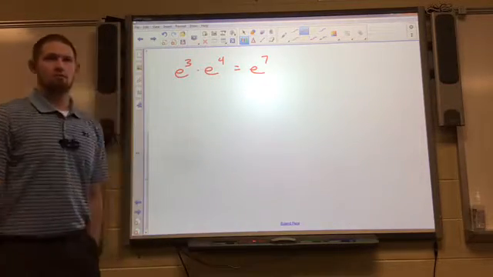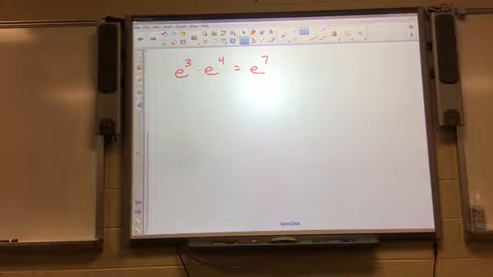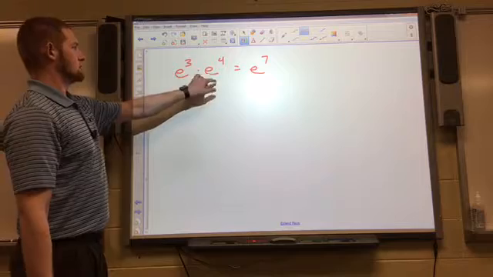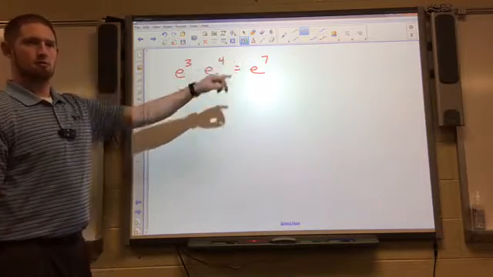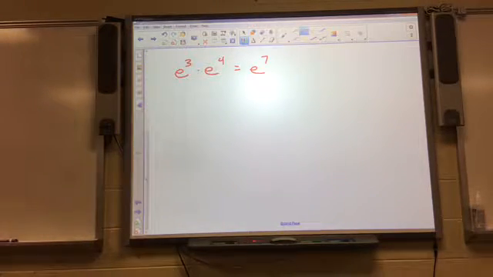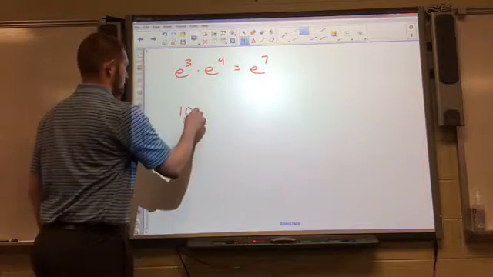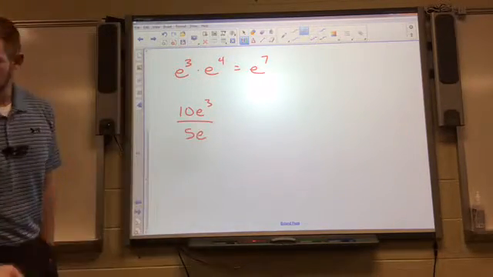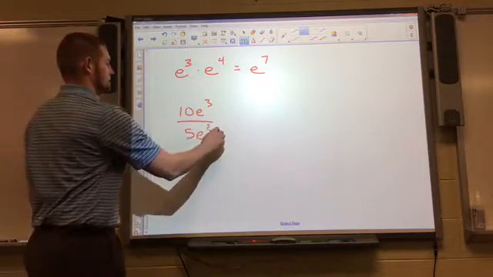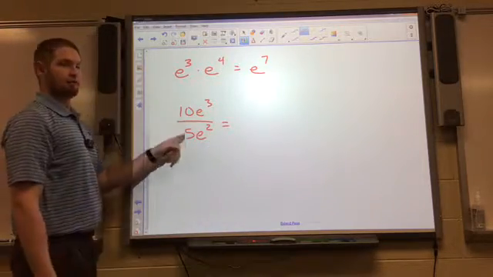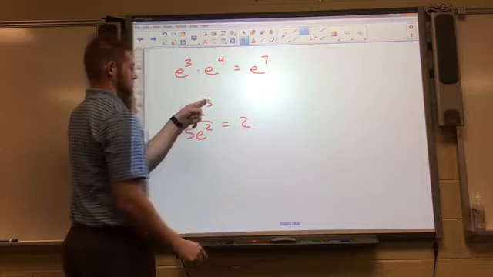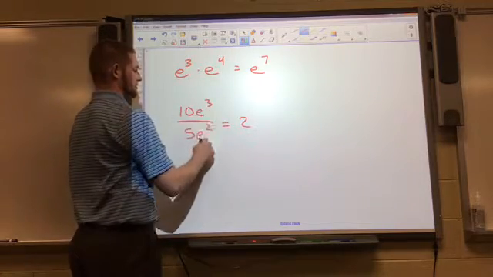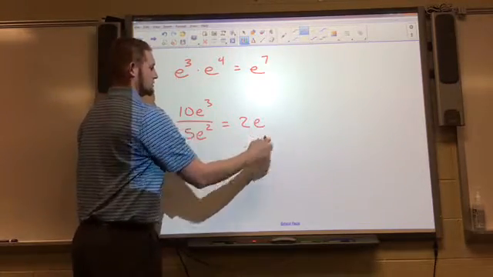E to the seventh. Okay? That's e to the seventh. You're multiplying like bases, so you add your exponents. What if I had 10e to the third over 5e to the second? 10 over 5 is 2. 3 over 2, e to the third over e to the second is just e.